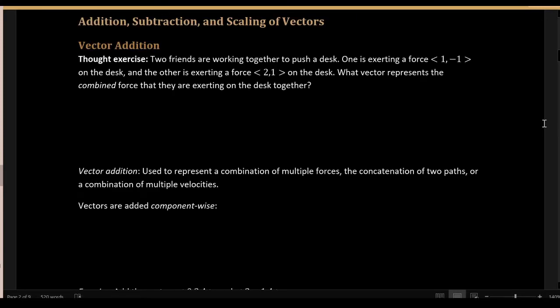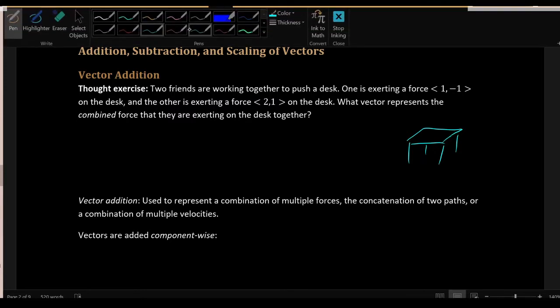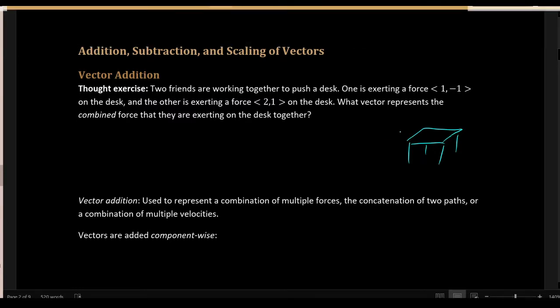To set the stage and to explain why vector addition is a thing that we would want to do, consider the following scenario. We've got two friends working together to push a desk. The first friend is exerting a force on the desk with a positive x component and a negative y component. So the first friend is pushing it in the forward and down direction. The second friend is exerting a force on this desk, which can be expressed by the vector 2, positive 1. So they're pushing it in the positive x direction, but they're pushing it slightly upward.